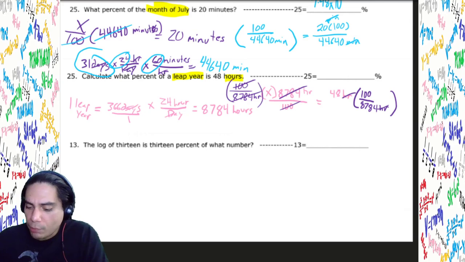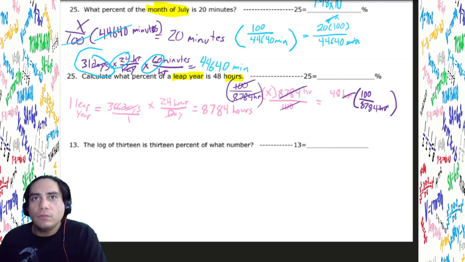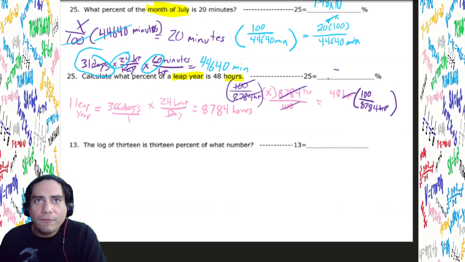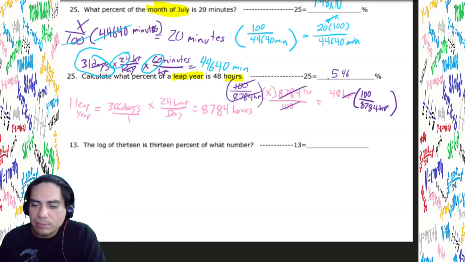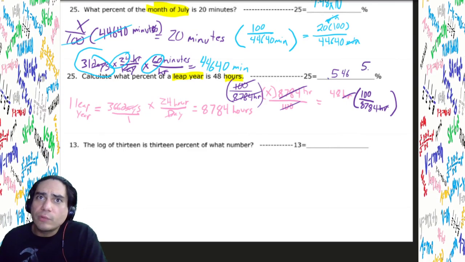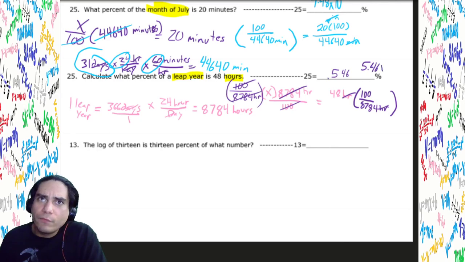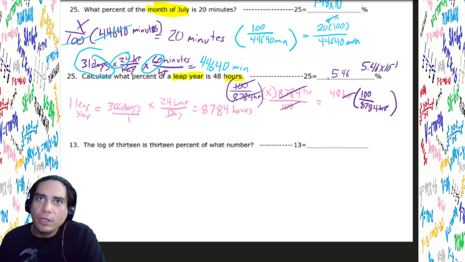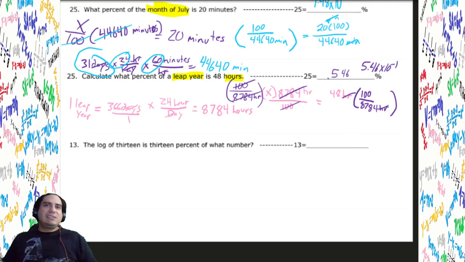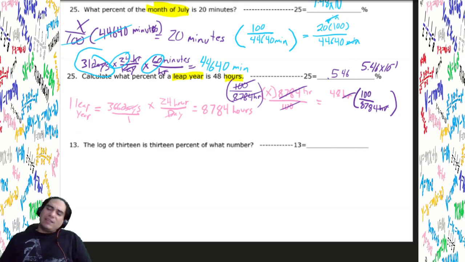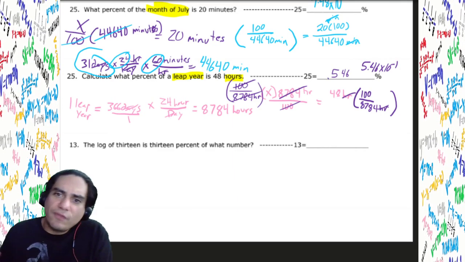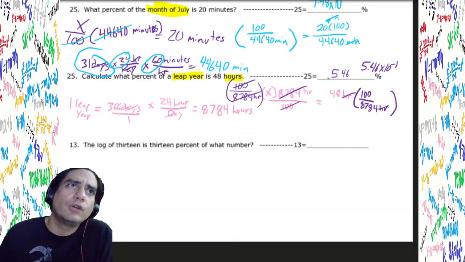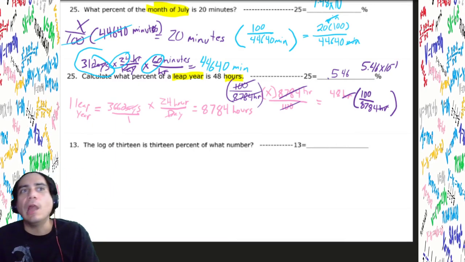And so in this problem here, we got ourselves 0.546%. Or some of y'all like to write that in scientific notation, 5.46 times 10 to the negative first, okay? So that's it. Easy, easy work, okay? Sometimes we gotta just understand that some of these problems have real life applications and we gotta have those same conversions. Last one, the log of 13.